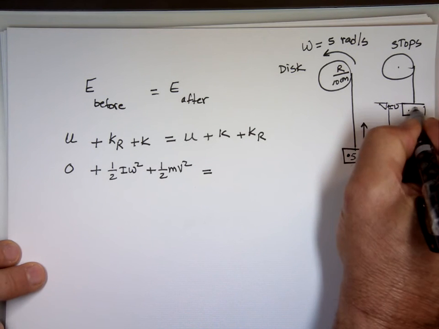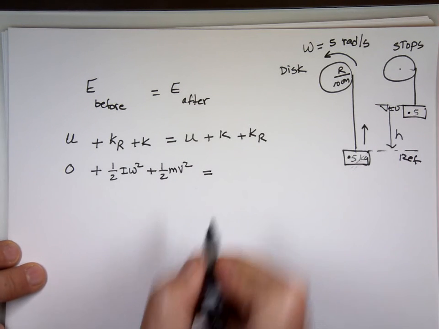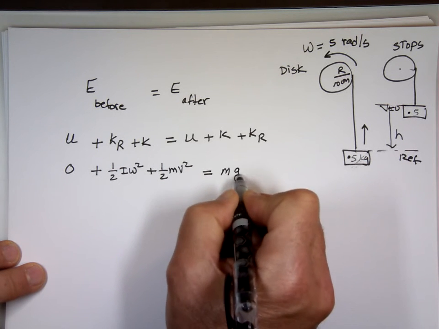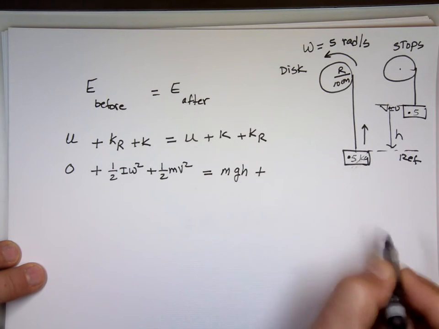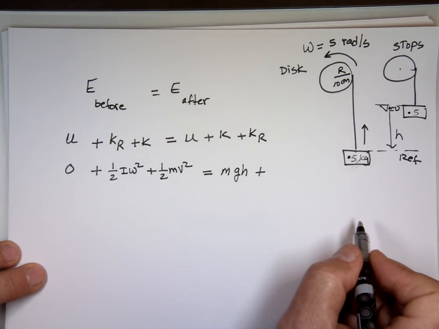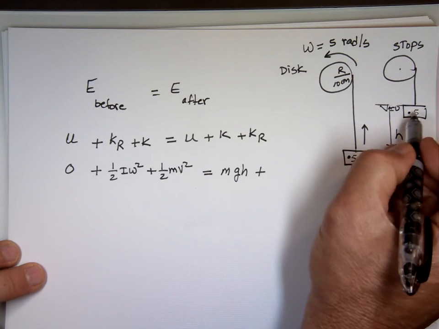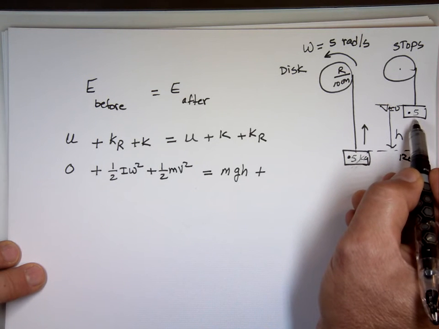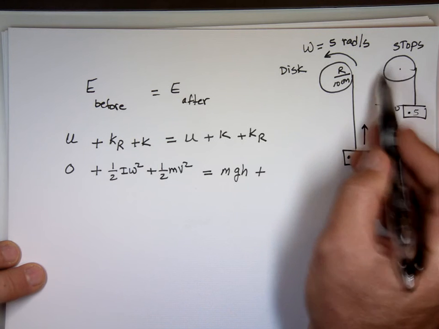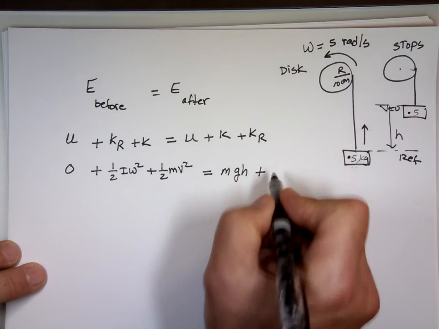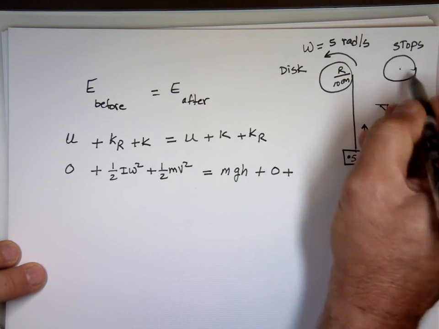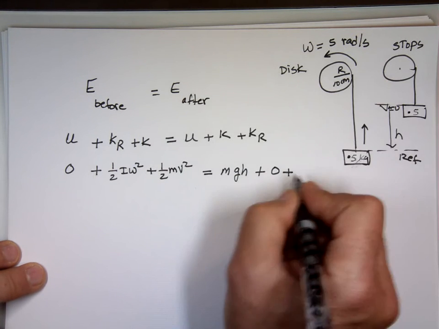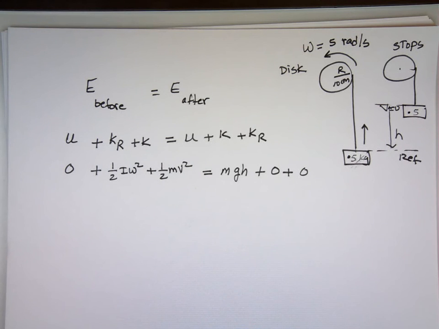What's my potential energy here? Mass times gravity times height. What is my kinetic energy? How fast was this block moving at the end? If this one stops spinning, that means this one is not moving. That's 0. And what about this one? What's W if it's not moving? 0. That's also a 0. Because it's not spinning, it stopped.